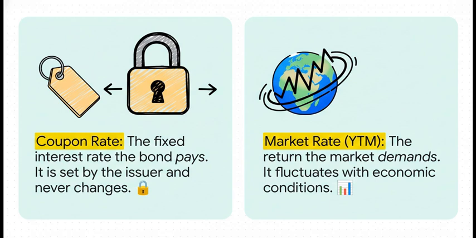The coupon rate is the simple one. It's fixed, and it just tells you how big the cash payment is. But the market rate, or yield to maturity, that's what investors demand today for a similar investment. This is the rate that moves with the economy, and it's the one we have to use for our calculation.